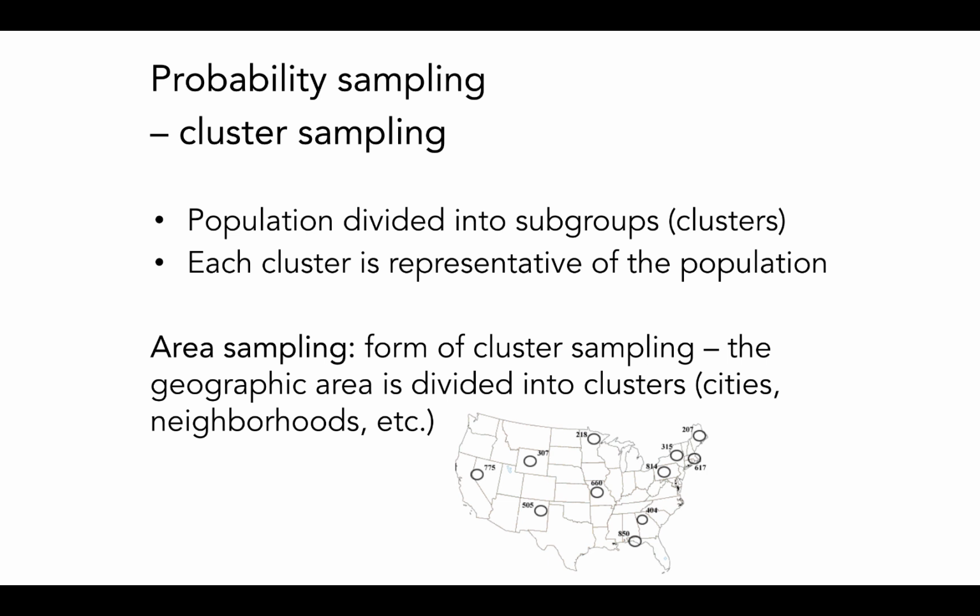Now you can already guess that there are some issues or potential issues with this. If one county or one city is not representative of the population, then obviously you cannot just pick that one city or county and use it as the cluster. This is called cluster specification error, which I'll also elaborate on one of the next slides.